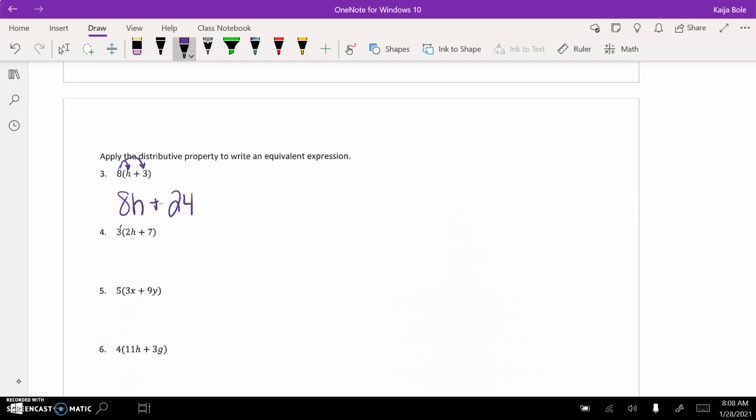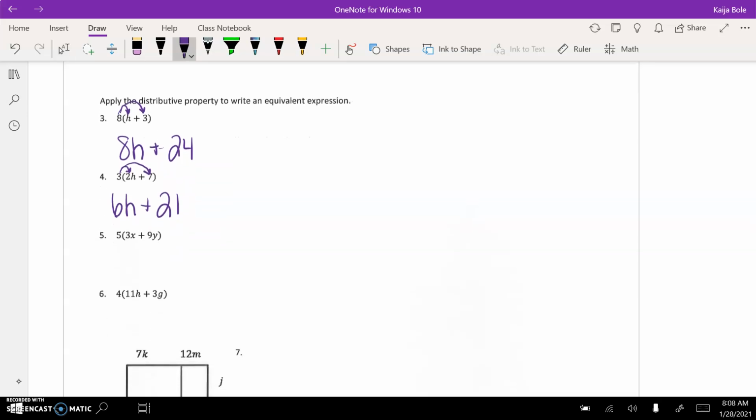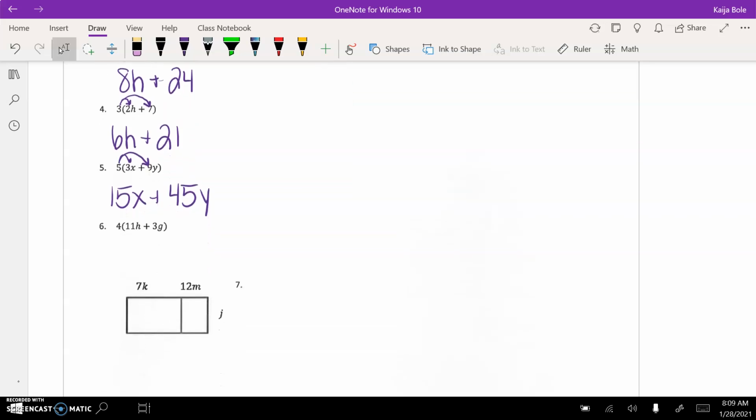In the next one, I'm distributing this 3 to both parts. So 3 times 2h is 6h plus 3 times 7 is 21. In the next part, I'm distributing the 5 to both parts. So 5 times 3 is 15x. 5 times 9y would be plus 45y. All right, and then we'll do two more here. So number 6, I am distributing the 4 to both parts. 4 times 11h is 44h plus 4 times 3g would be 12g.